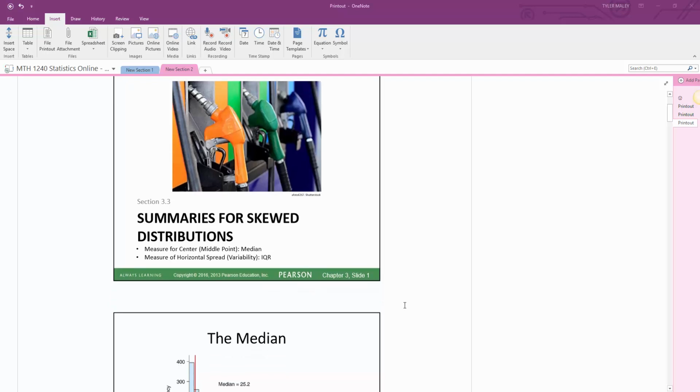What we want to look at is another measure of center, the middle point, what we'll call the median, and then also a measure of horizontal spread or variability, which we're going to look at as IQR, the interquartile range.